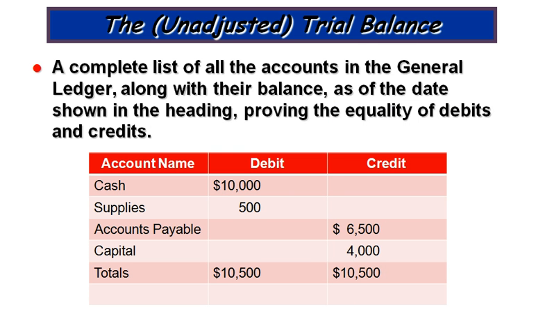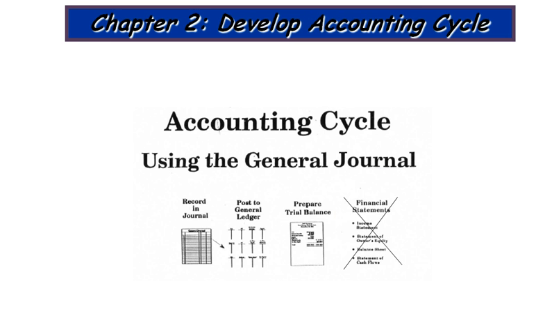Once the general ledger is totaled, we prepare a trial balance. And this is an unadjusted trial balance. Again, terms that we'll get to in the next chapter. All the trial balance is, is a complete list of all the accounts in the general ledger along with their balance as of the date shown in the heading of the trial balance. And it proves the equality of debits and credits just by looking at it. In this case, our debits equal $10,500, as do our credits.